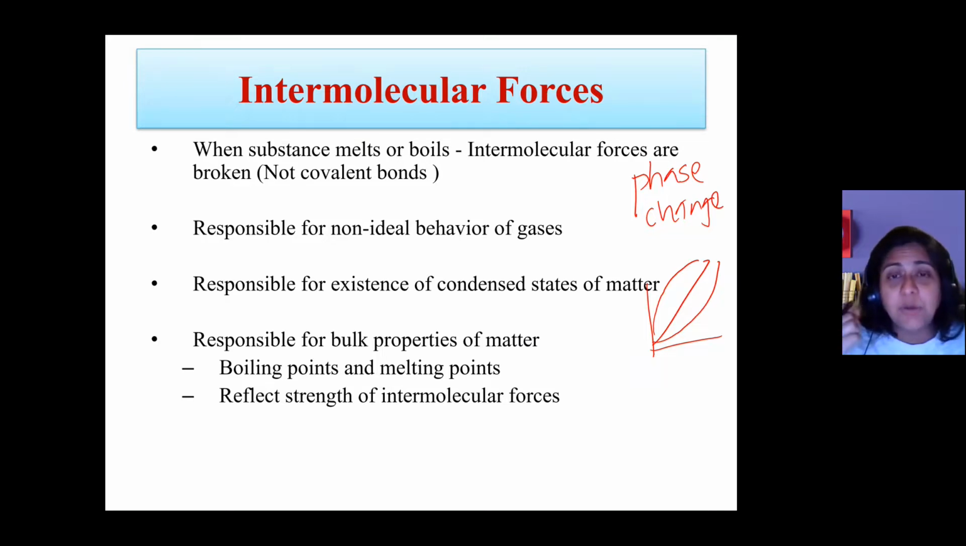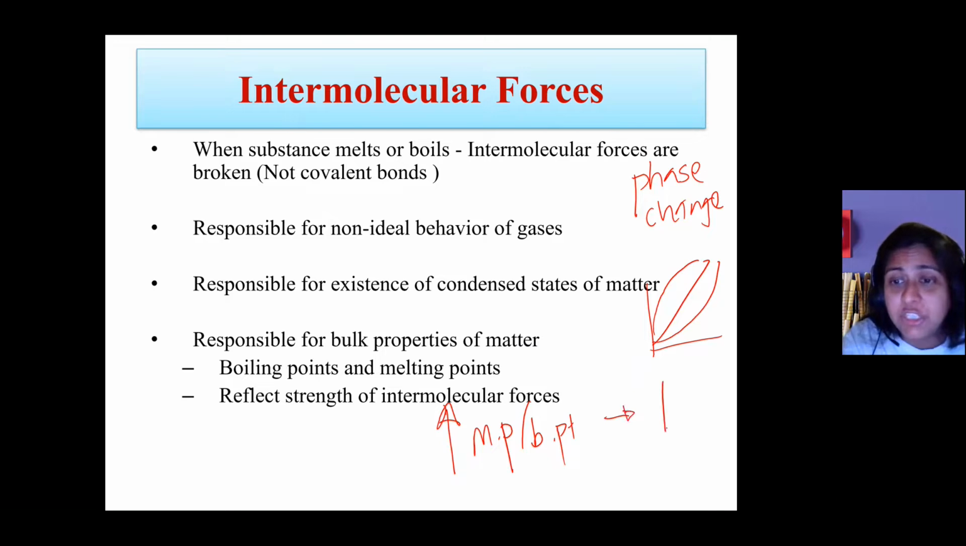The intermolecular forces also determine the boiling points and the melting points of the substances, and actually they reflect the strength of the intermolecular forces. Wait a minute. When we see a higher melting point or a boiling point, what does that mean? Yes, they have very strong intermolecular forces. That is the relationship.